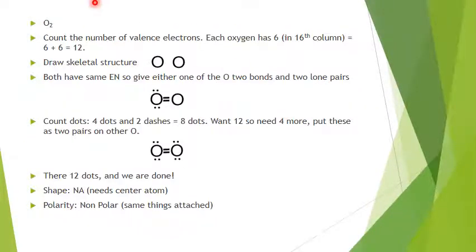Okay, the next one is O2. So first thing to do is count the number of valence electrons. Each oxygen has 6. It's in the 16 column, so there's a total of 12. Draw the skeletal structure.